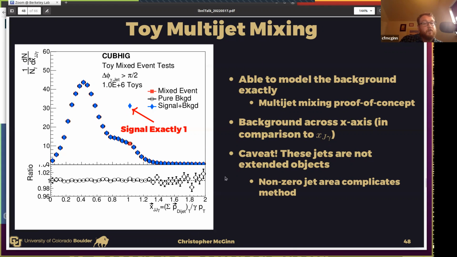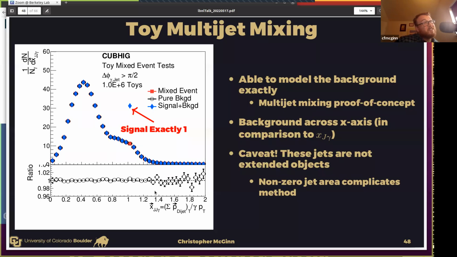So you can see in the ratio below that my signal plus background, except in the instance at 1 where I had it be constructed perfectly signal, my mixed event tracks it exactly, right? There is a caveat here, which is that these are not area extended objects.